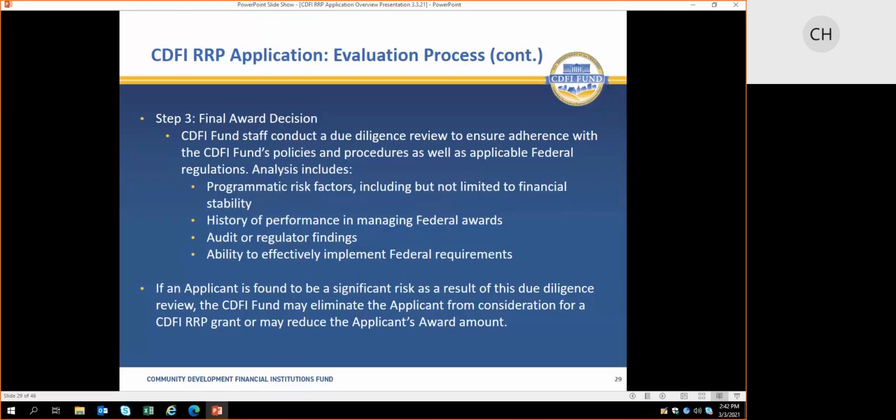If an applicant is found to be a significant risk as a result of this due diligence review, the CDFI Fund may either eliminate the applicant from consideration for a grant or may reduce the applicant's award amount.